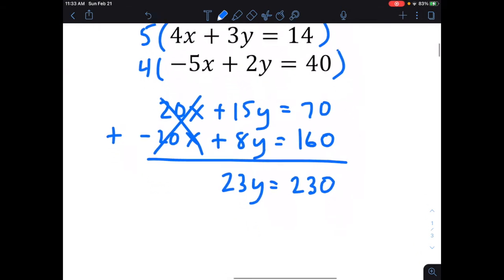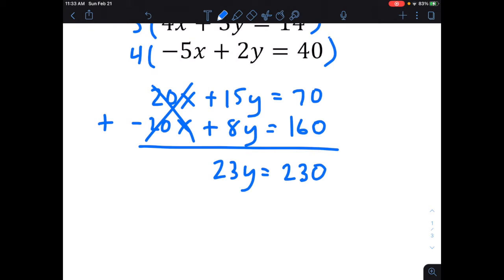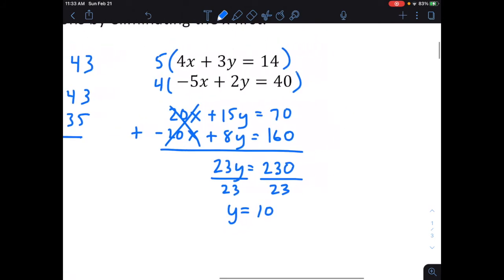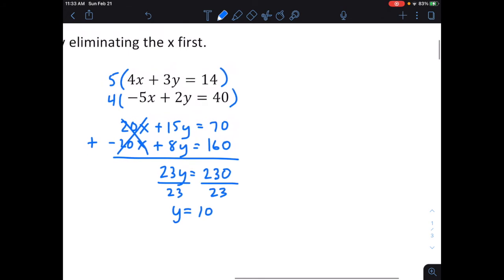Ooh, this one's not too bad to divide in your head if you can do it. Anything with a 0 after it, you're dividing by the same two numbers, it's going to become a 10. 23 divided by 23, so y is 10. Ooh, I like 10, because 10 to me is an easy number to multiply by. So I'm going to be smart about it.